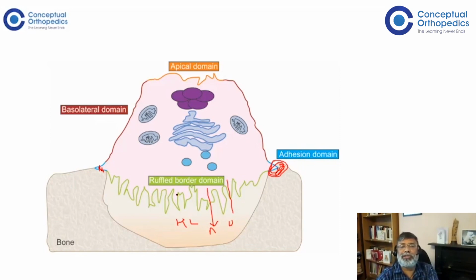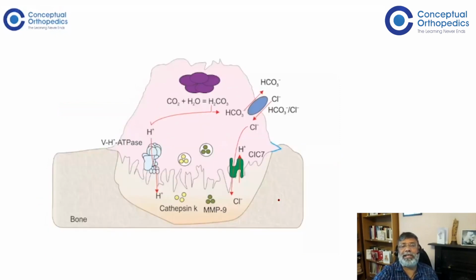Because you want a lot of surface area, like the intestine has a lot of villi to absorb, here also you have a lot of these to secrete. The surface area, if you spread this out, is much bigger than just this area. That's why you have this ruffled border. The polarization is only where it is attached. So it is attached and now secreting these proteinases, which can be cathepsin K or MMP or whatever, and hydrochloric acid. So proteinases and hydrochloric acid are released and then it is absorbing the bone. So you need to know about that.